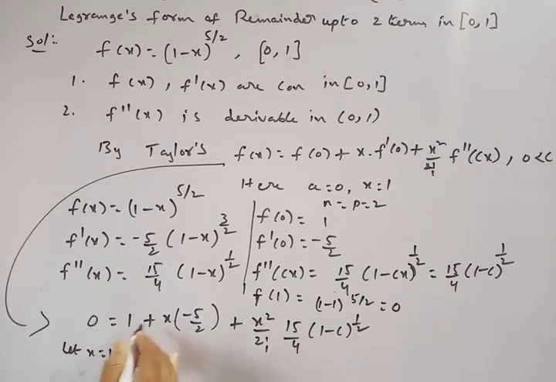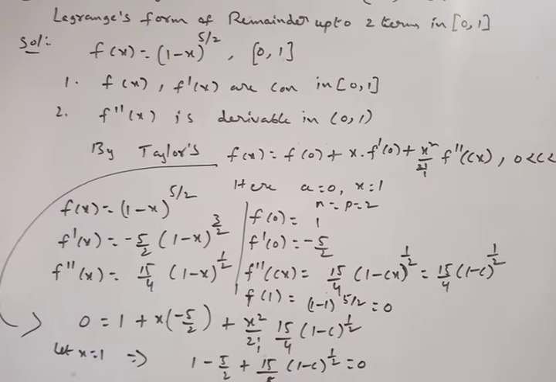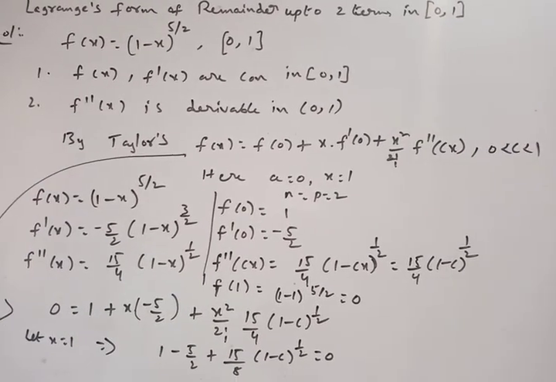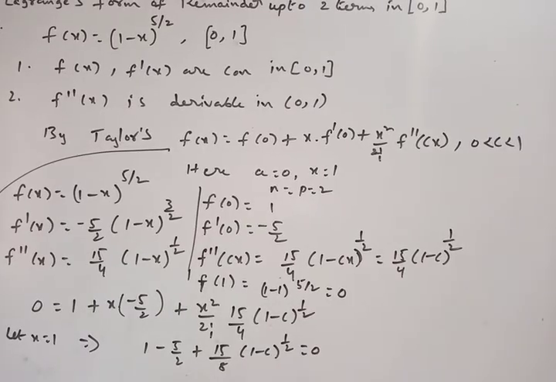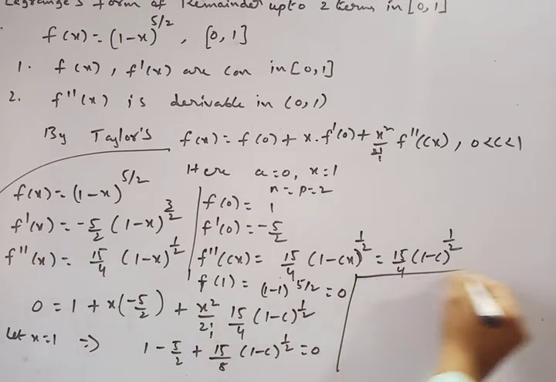So what do I get here? 1 minus 5 by 2 plus 15 by 8, 1 minus c whole power 1 by 2 is equal to 0, correct? So if I simplify this part, see here, what I get here.